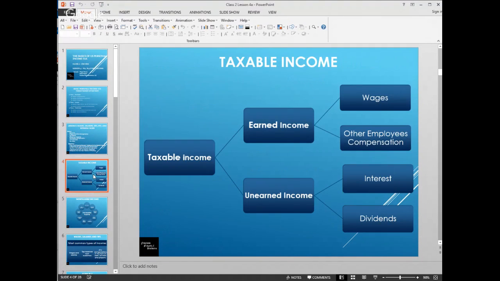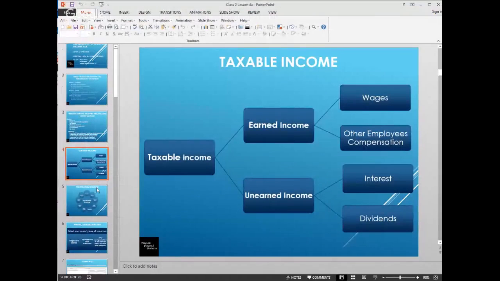So beginning with taxable income. Taxable income comes in two forms. There's earned income and unearned income. Your earned income is what we're going to be talking about in this first class, which is Lesson 4A. We're going to be covering wages as well as other employee compensation.